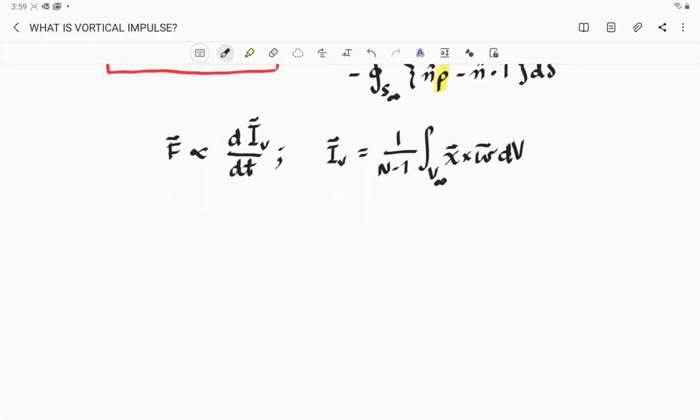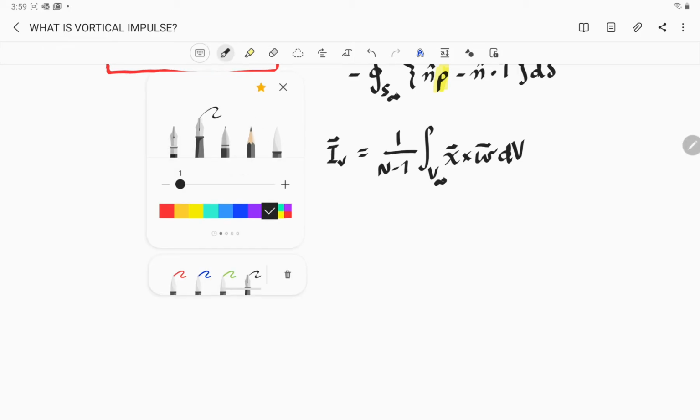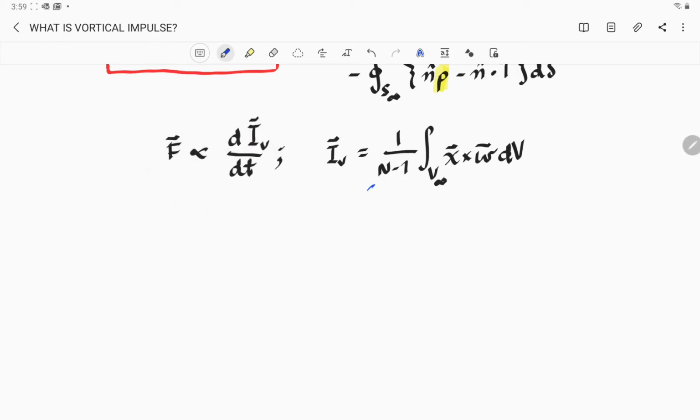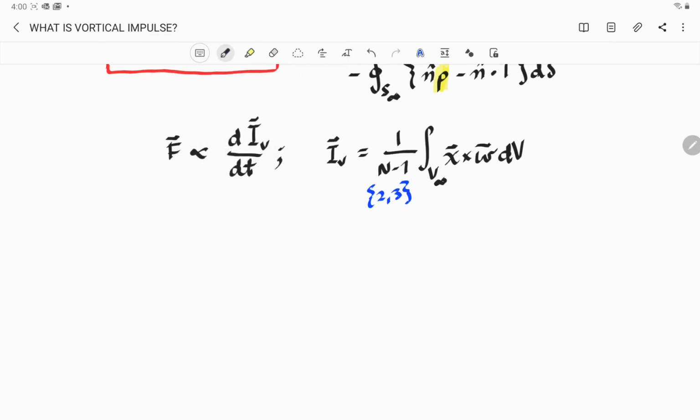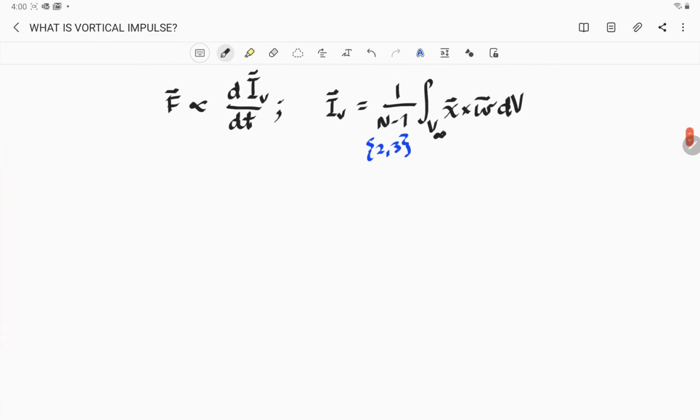Oh, and I should mention here, n is the dimension of the space. So n can be either 2 or 3 for looking at 2 or 3-dimensional cases. So to relate momentum and impulse, we use an identity, which does so directly.